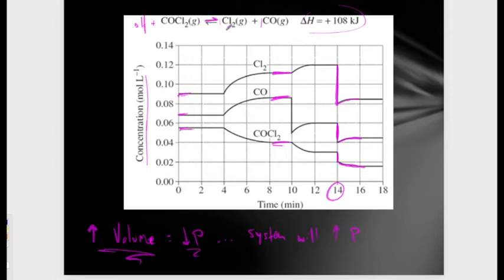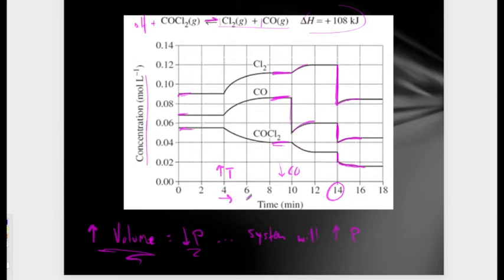The system made more product, it shifted to the right, so I know that I had to increase the temperature at 4 minutes. At 10 minutes, something else happened. Really simple, I can see that CO dropped. So the stressor that occurred is that I reduced the amount of CO, I reduced the amount of product. The system had to shift to make more product and consume more reactant. The system shifted to the right.